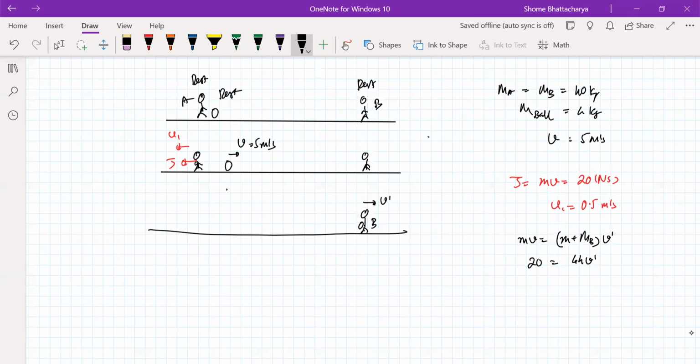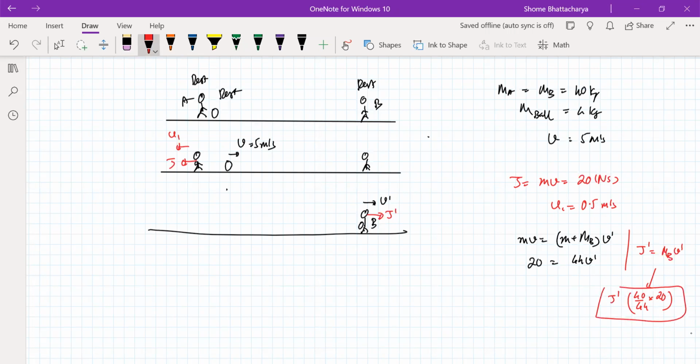Okay, so now see, from this we can understand one thing. How much impulse is acting on B when B catches the ball? So that will be this, no? Yes, sir. Into 5. Okay, is this calculation correct? No, 40 by 44 into 20, my mistake. Okay. Is this clear, this calculation?